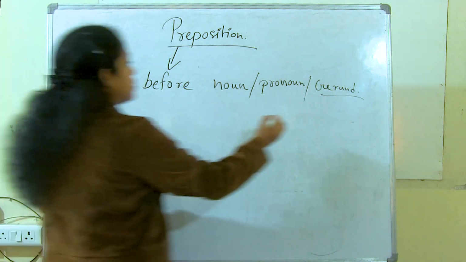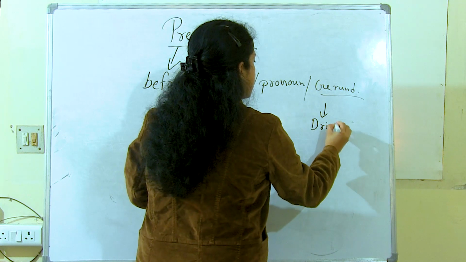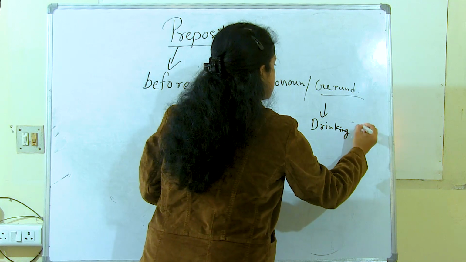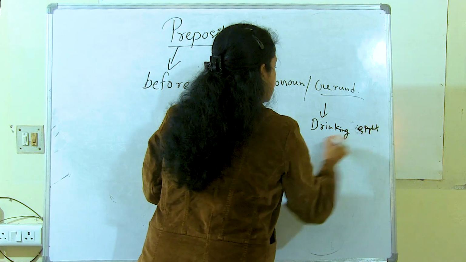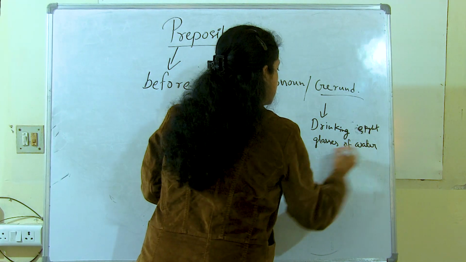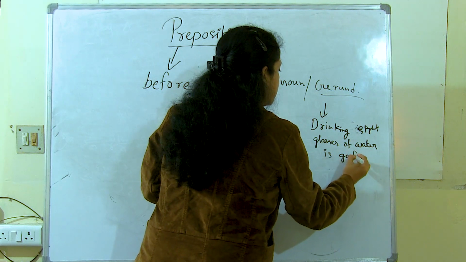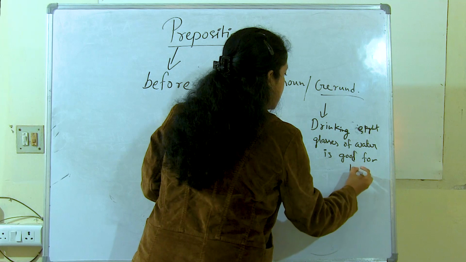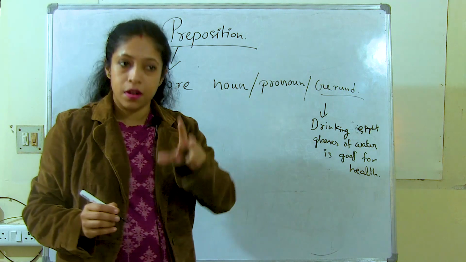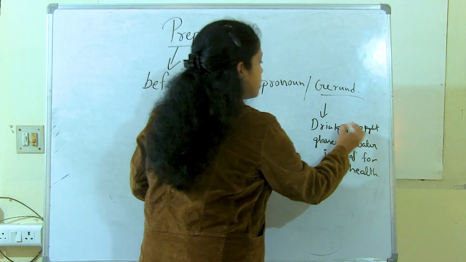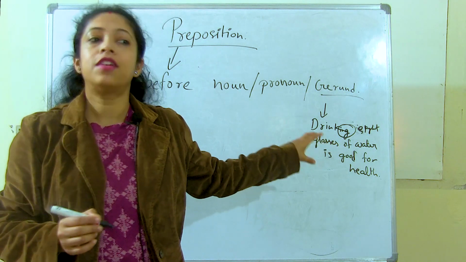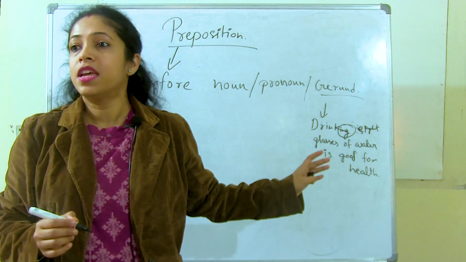We use sometimes, I am writing a sentence: drinking 8 glasses of water is good for health. Now gerund is a type of verb where ing is used with the verb, and this type of verb cannot be changed. The form of the verb will never be changed.